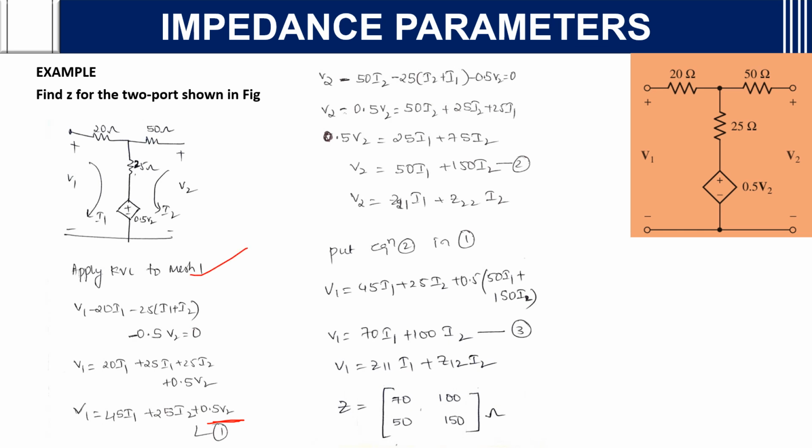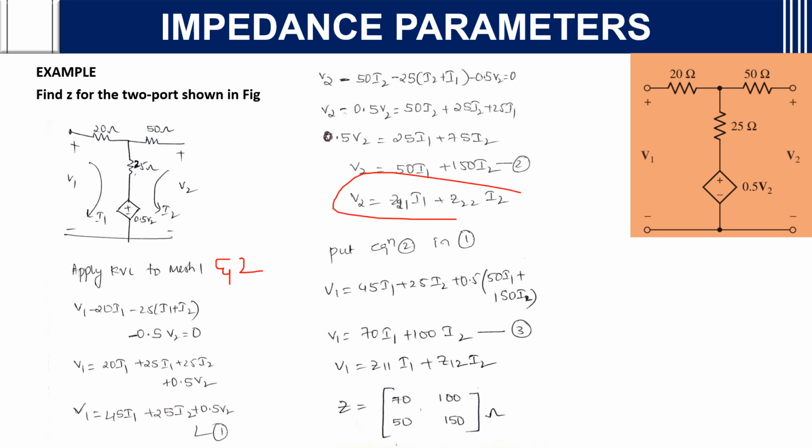Mesh 1 is done. Now for mesh 2, apply KVL. You will get V2 minus 50 I2 minus 25 into (I2 plus I1) minus 0.5 V2 is equal to 0. If you rearrange them, you will get the value of V2 in terms of I1 and I2. V2 is equal to 50 I1 plus 150 I2. So V2 is in terms of I1 and I2, and this is clear. So Z21 and Z22 are clear. Z21 is 50 and Z22 is 150.